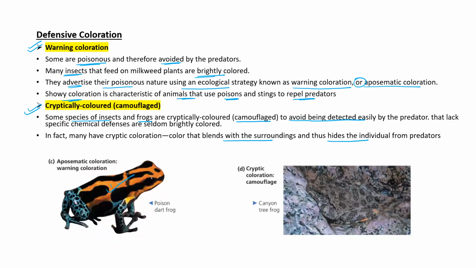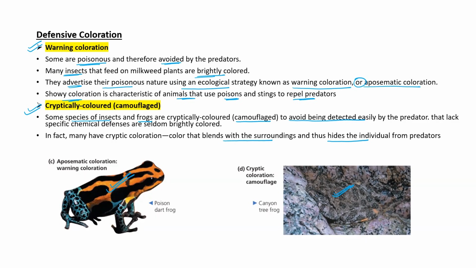See, bright color is a characteristic shown by those animals which have developed the poison. This color is an indication that they are poisonous, so the predator will not come here. And here, if you see, this frog is trying to camouflage with the surroundings to save itself from predators. So basic two differences. I hope the concept is getting clear. Warning coloration and cryptic coloration.